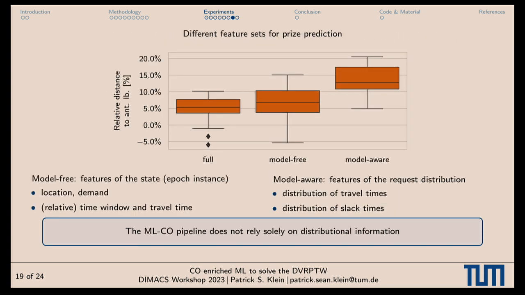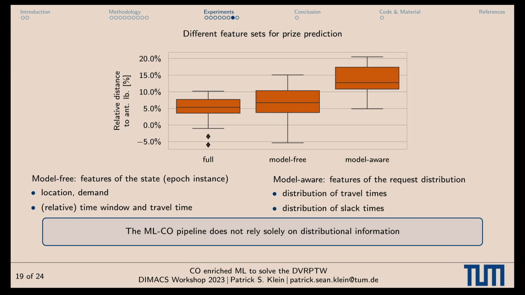Now, using different feature sets for prediction, what we wanted to do with this experiment is test how much our policy relies on this knowledge of the request distribution. For this purpose, we consider 3 feature sets: the full feature set, which is used in our baseline as well, a model-free feature set, where all features can be computed from the current state alone. That is, we do not take the request distribution into account for our features, and a model-aware feature set where we only consider those features which can be computed from the request distribution.